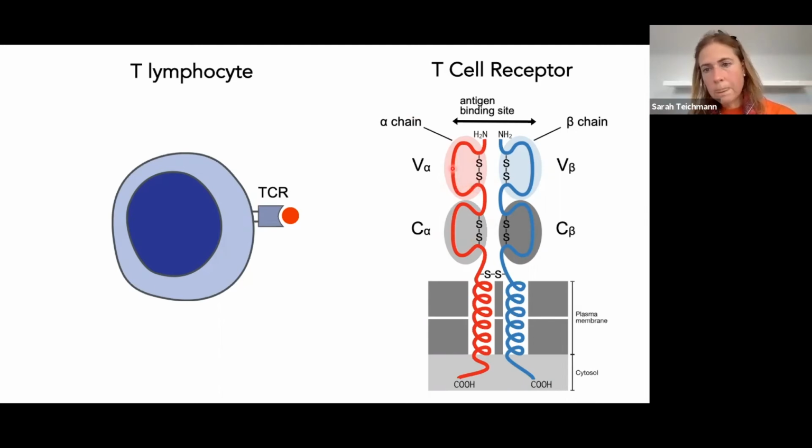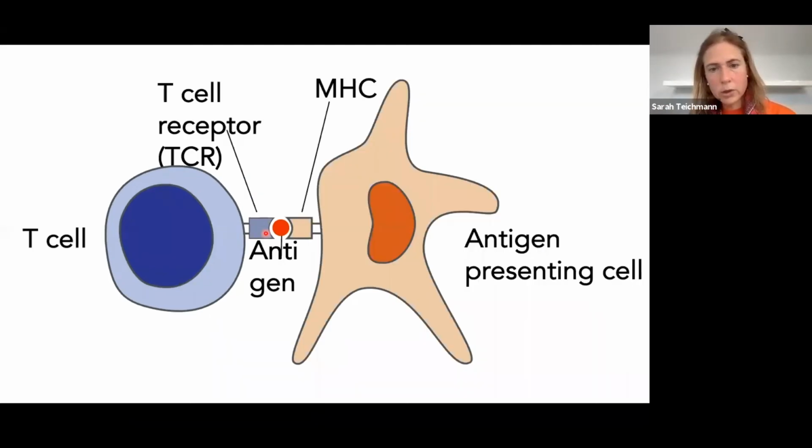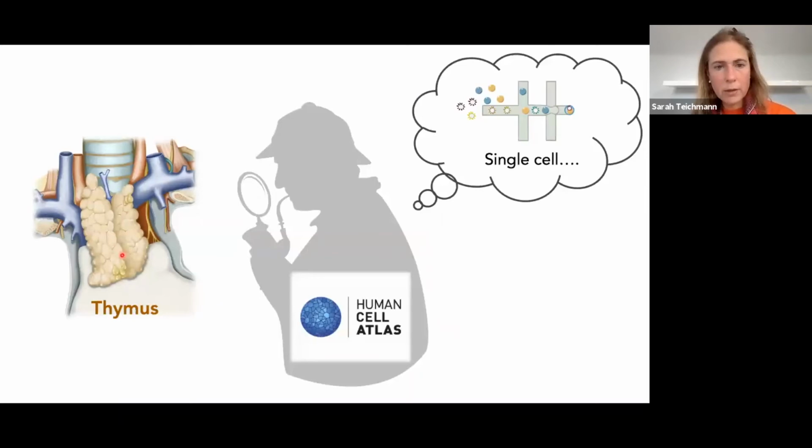And there's a diversity in each of the chains that's generated in the thymus during VDJ recombination. And it's that diversity in the T cell receptor that allows us to recognize the plethora of different foreign antigens that we're presented with. And of course, the T cell receptor sequences that recognize self are filtered out inside the thymus during the development of T cells.